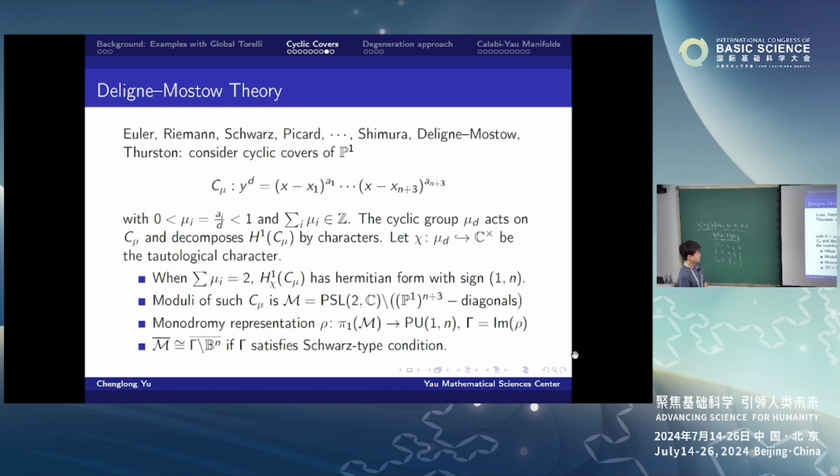And if the summation of the weights is equal to 2, then this tautological character space will have a Hermitian form of signature (1, n). And if you consider the moduli space, it will also have dimension n, because PSL_2(C) has dimension 3, and n plus 3 minus 3 is also n. And you also consider the monodromy representation from pi_1 of M to PU(1, n). And in this case, it's a little bit different.